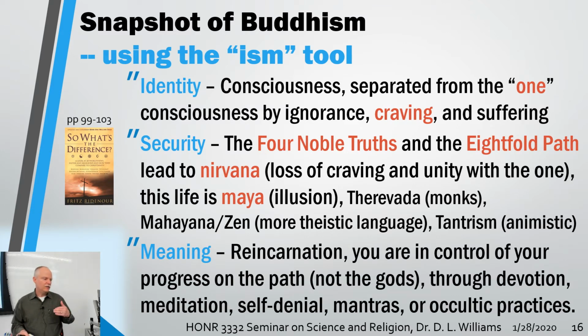So as far as meaning, reincarnation, but this one's interesting. You are in control of your progress on the path, not the gods. So the gods are not necessarily helping you. Maybe that's different in Mahayana, but in typical Buddhism, you are in control of your progress along the path through devotion, meditation, self-denial, mantras, and then the occultic practices would be more with Tantrism. So spells and things like that. The interesting thing about this is a great example of finding wisdom in a bunch of different religions.